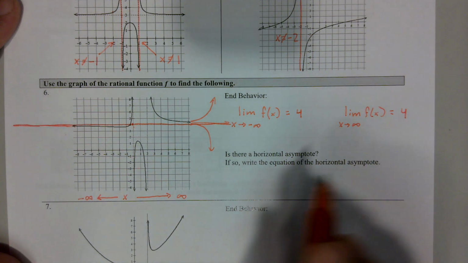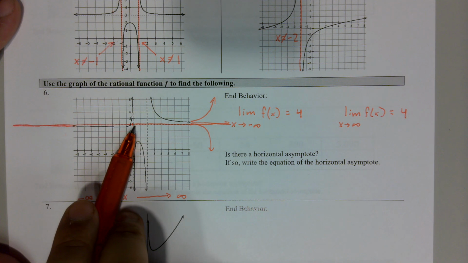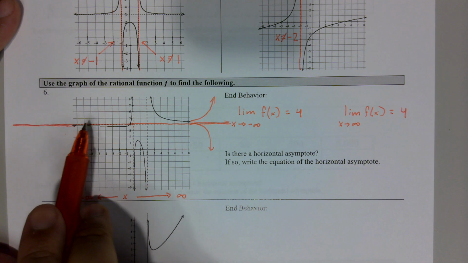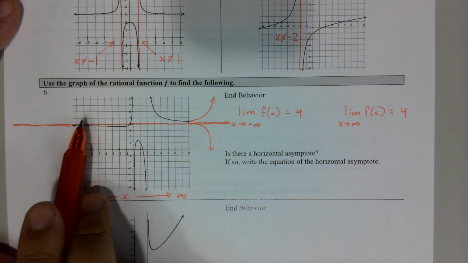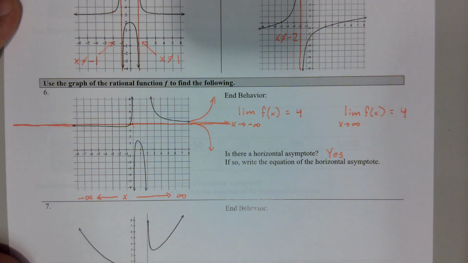And so we ask, is there a horizontal asymptote? Well, if you look in your paper, we still have this dotted line here. And most of the time when we look at graphs like this, you'll have this dotted line provided for you. It's there to help you. And this is a horizontal asymptote. We say yes.